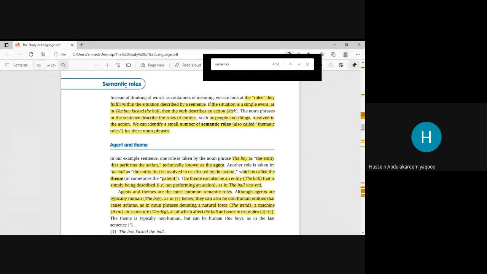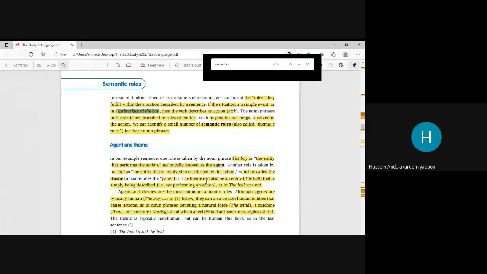Now we have three important roles. We need to identify them one by one. Instead of thinking of words as containers of meaning, we can look at the roles they fulfill within the situation described by a sentence. If the situation is a simple event, as in the boy kicked the ball, what do we have here? Grammatically, it's okay. Semantically, it is also okay because the boy has the ability to kick the ball.